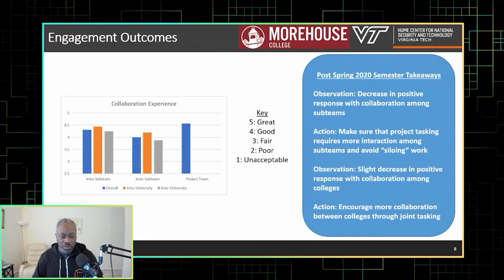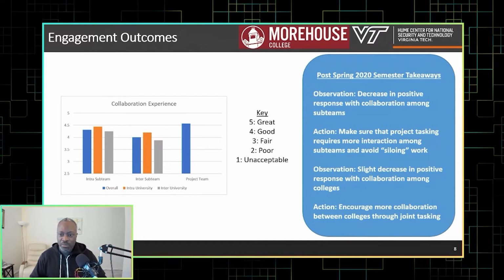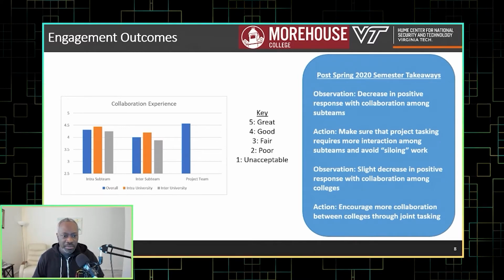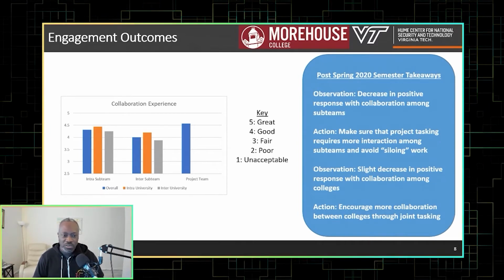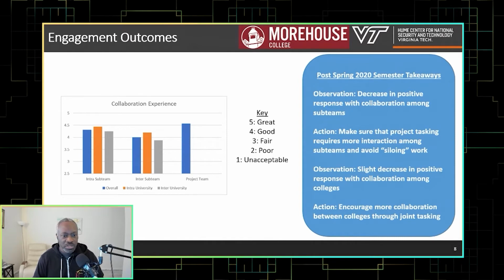It was not as good. It was still that, I'm at Morehouse, I'm at Virginia Tech. So we still kind of had that dynamic going on. If you look at the graph there, you can read the graph for yourself in terms of experiences. But I want you to focus on some of the observations.